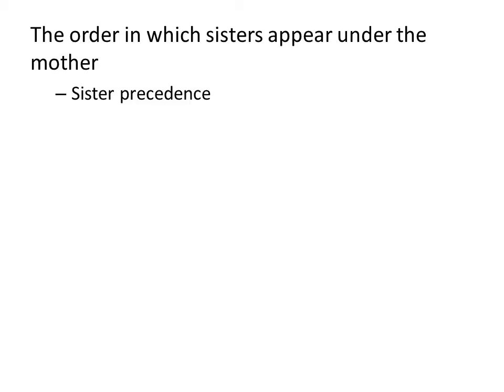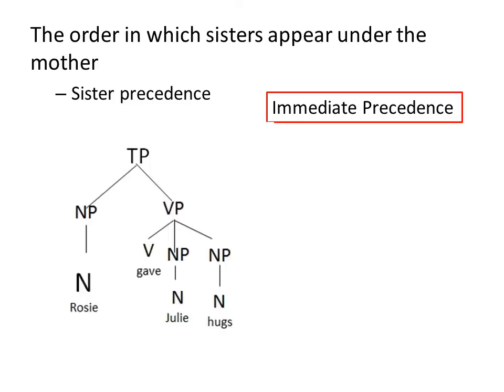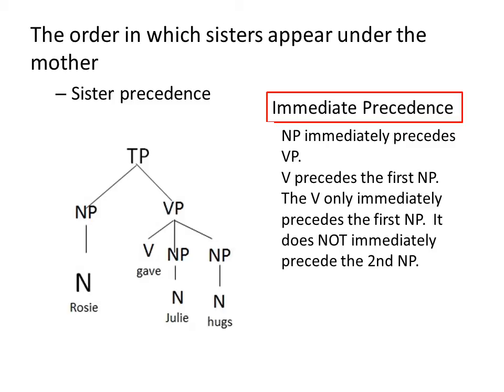We can also talk about the order in which sisters appear under a tree. This is called sister precedence. However, and more importantly, there is immediate precedence, which is when a node is located directly to the left of its sister. In this sample tree, we can say that the noun phrase immediately precedes the verb phrase. The verb immediately precedes the first noun phrase. However, it does not immediately precede the second noun phrase. What does the first noun phrase immediately precede?